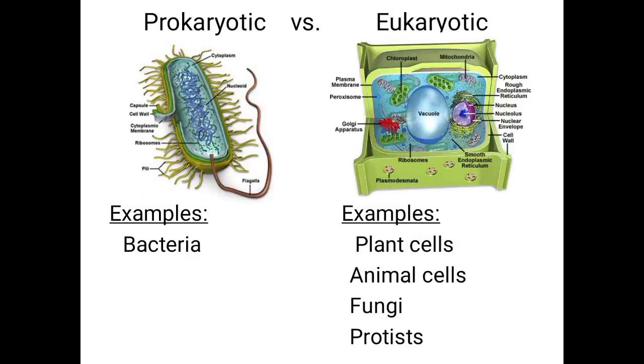Then coming to the examples. Bacteria and even some viruses, unicellular organisms, contain prokaryotic cells. And the majority of all living organisms like plants, animals, fungi, protists also contain eukaryotic cells.